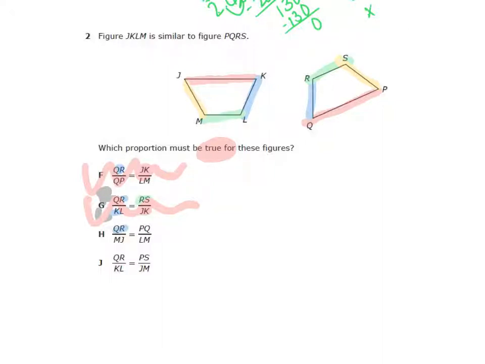Okay, QR is blue. MJ, yellow. Okay, but note what happened here. It went from this triangle to this triangle and in a different color. Does that work? No. That's automatically not going to work. So let's go here. Hopefully this is it. QR is blue. KL is blue. And this went from right to left. PS is yellow. JM is yellow, and it went from right to left. So that's our answer choice. So number 2 is J.